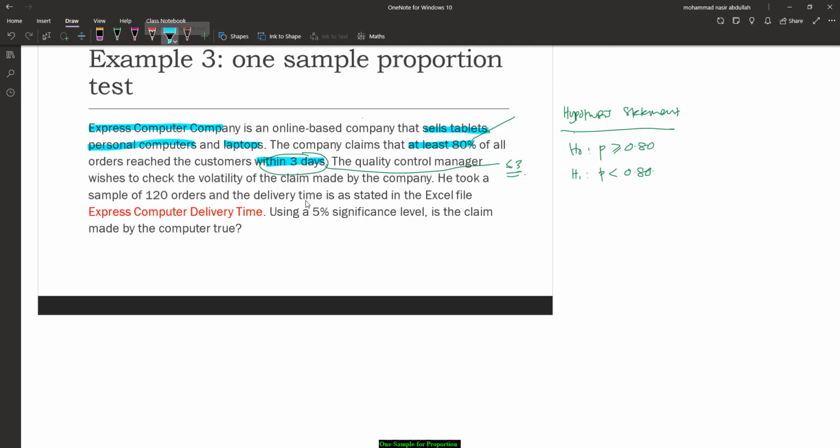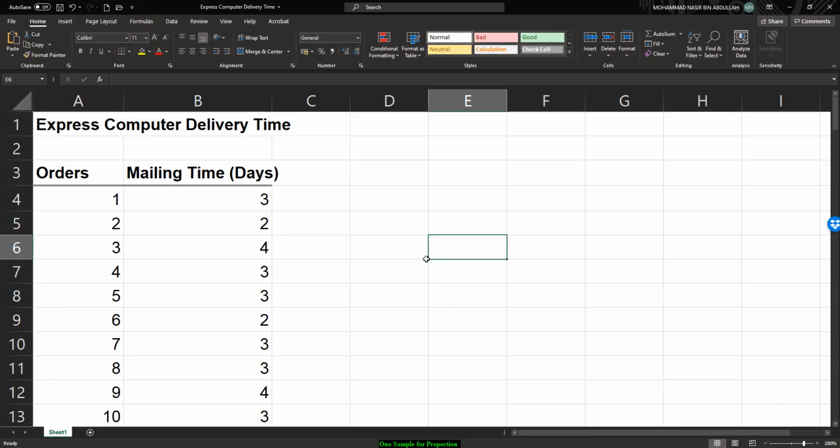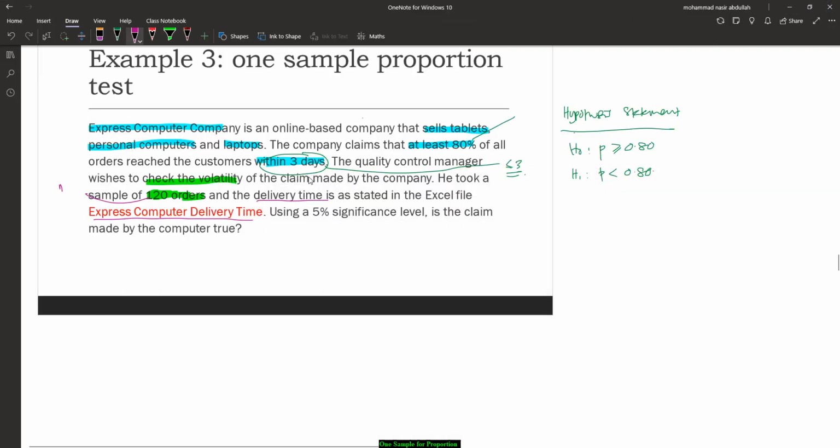The quality control manager wished to check the validity of the claim made by the company. He took 120 orders, so this is going to be our N. The delivery time is stated in the Excel file, Express computer delivery time. So we need to open the Excel file. You can get this file from UFuture. I already put it into the discussion, so you can download the file.